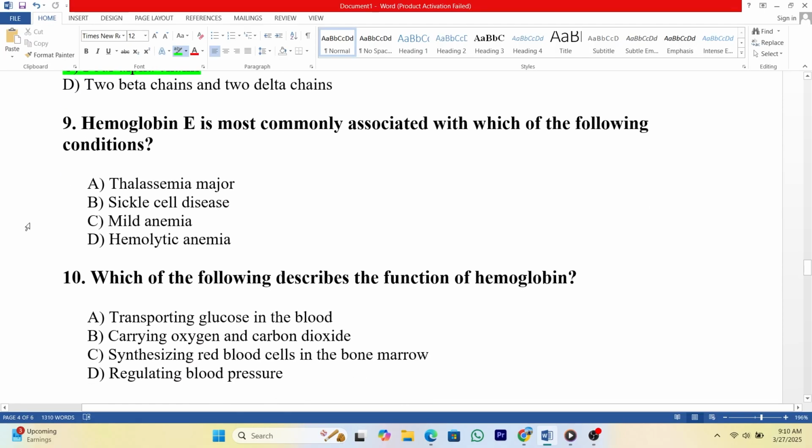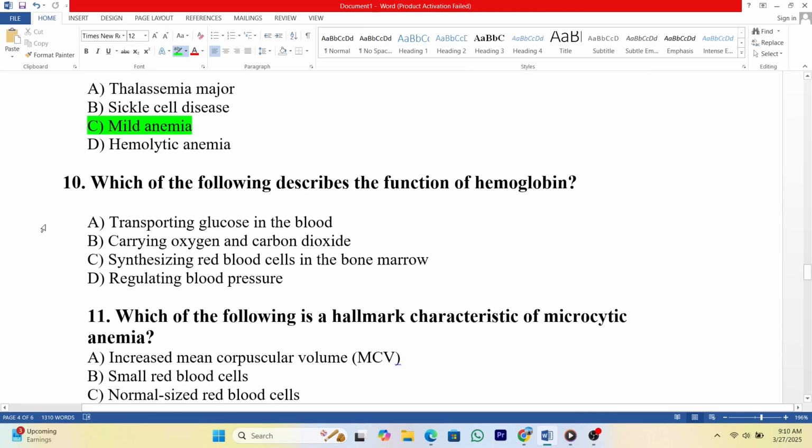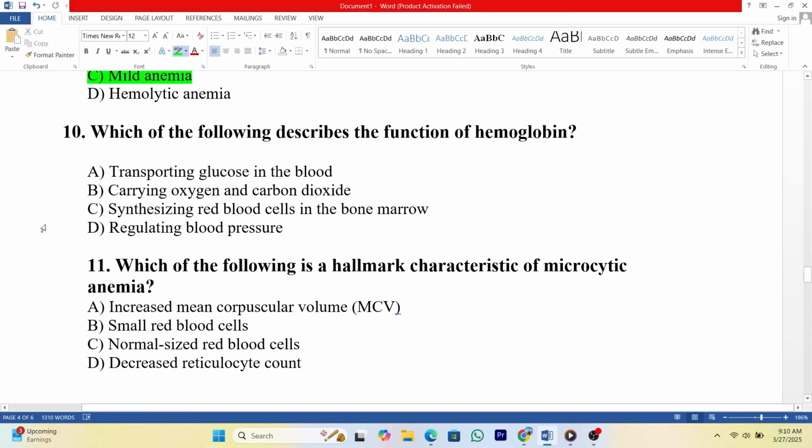9. Hemoglobin E is most commonly associated with which of the following conditions? A. Thalassemia major. B. Sickle cell disease. C. Mild anemia. D. Hemolytic anemia. Answer: C.